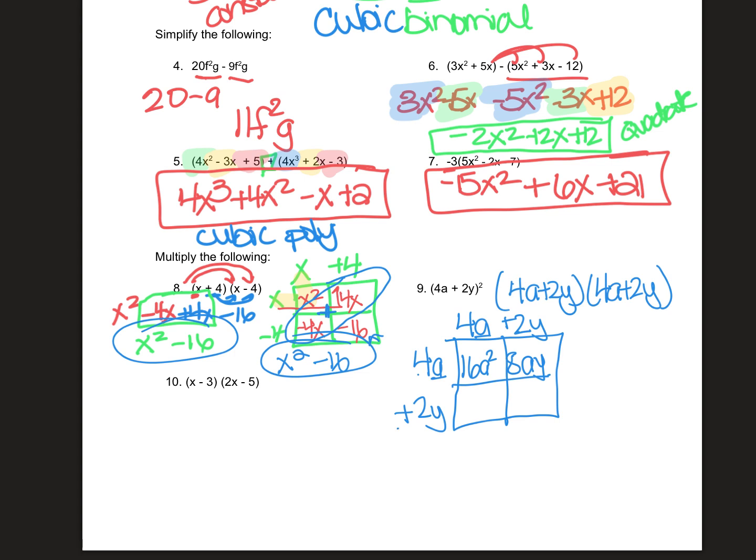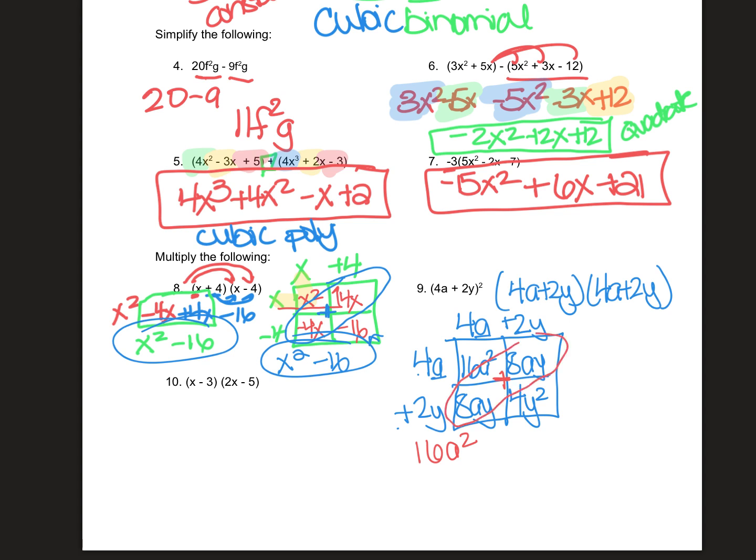Go down to my second row. Same. 4 times 2, a. And I just list ay. And then my last one. 2 times 2 is 4. And how many y's do I have? I have 2. Now my box tells me what to do. Okay. Do I have another a squared? I do not.